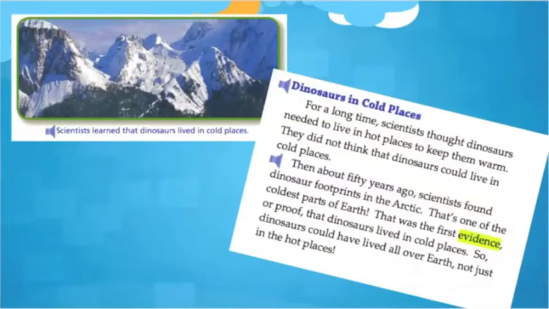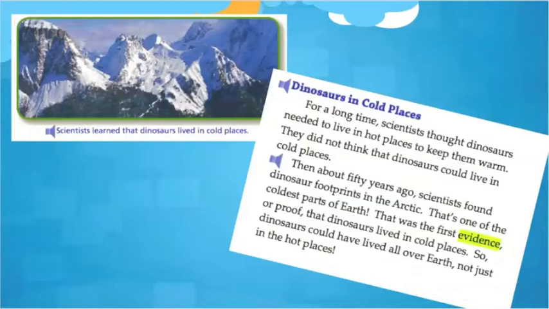Dinosaurs in cold places. That's funny. Usually when I think about dinosaurs, I think about them in hot deserts or jungles. For a long time, scientists thought dinosaurs needed to live in hot places to keep them warm. They did not think that dinosaurs could live in cold places. Then about 50 years ago, scientists found dinosaur footprints in the Arctic. That's one of the coldest parts of Earth. That was the first evidence or proof that dinosaurs lived in cold places. So dinosaurs could have lived all over Earth, not just in the hot places.